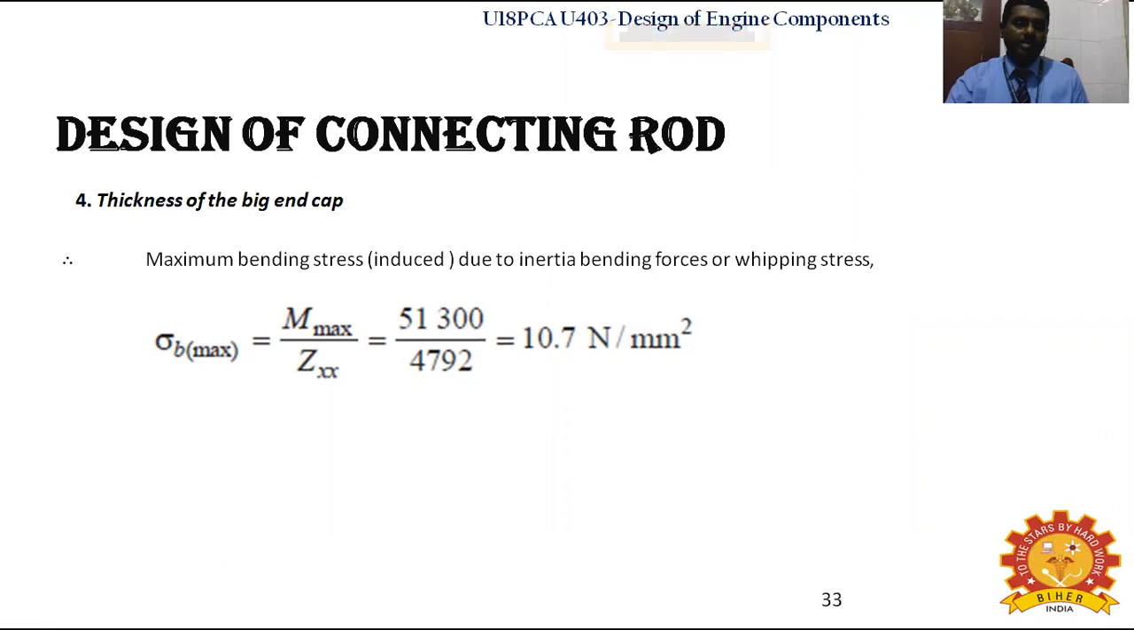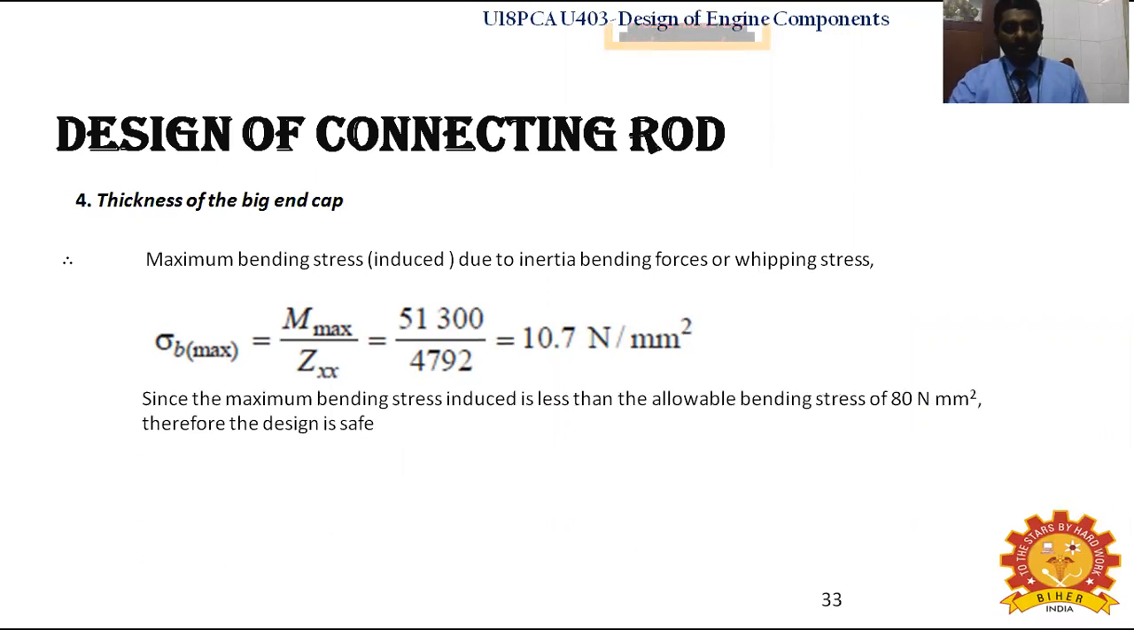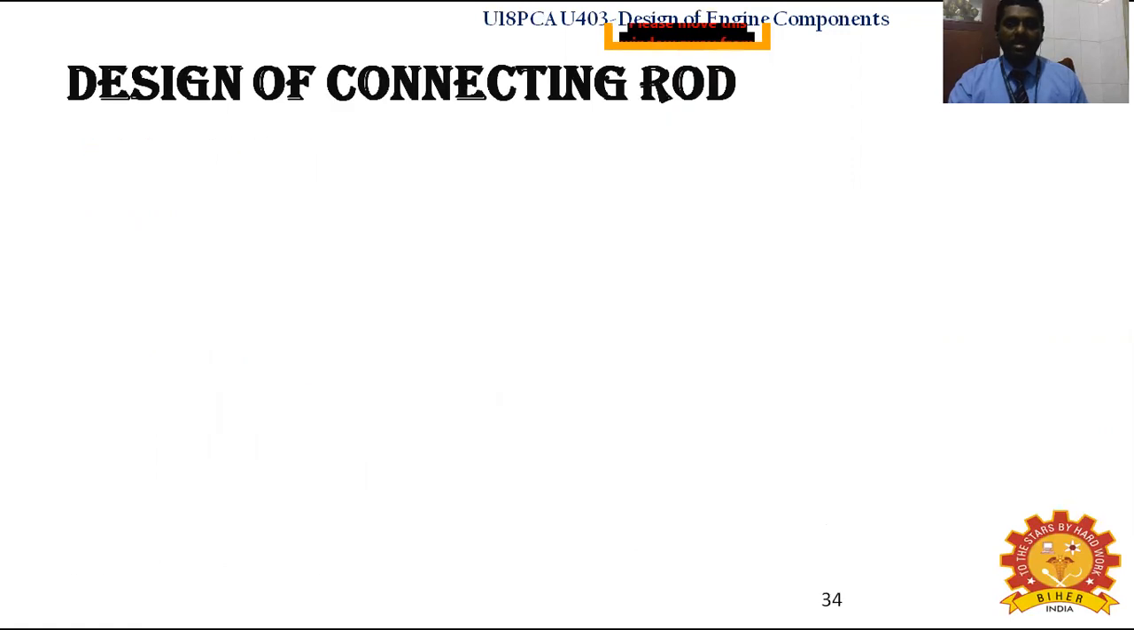So our maximum bending stress value is 10.7. Our maximum allowable bending stress is 80 Newton per mm square. So it is coming within this 80 Newton per mm square, so the design will be safe. If it is exceeding this 80, then the design is not safe.